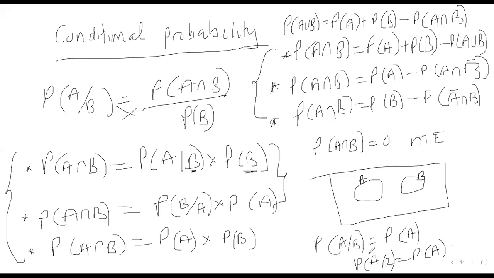A given B is still A. Or B given A: for them to be independent, it still must remain B itself. So these are the only key rules under conditional probability that you need to know. The rest are simply questions that we're now going to work through.